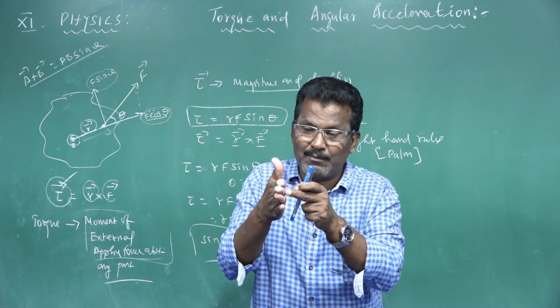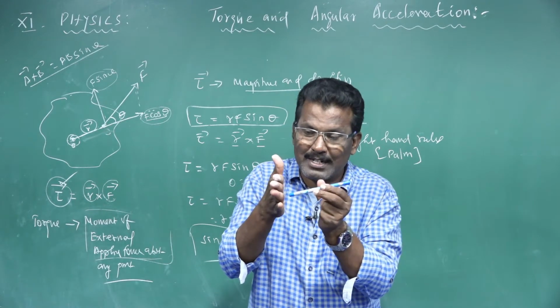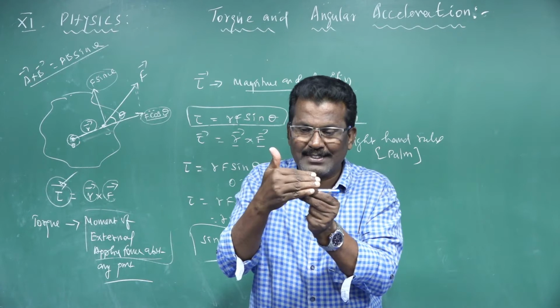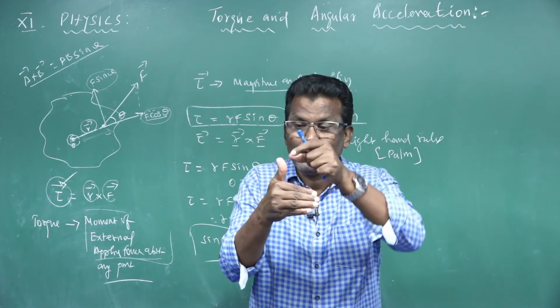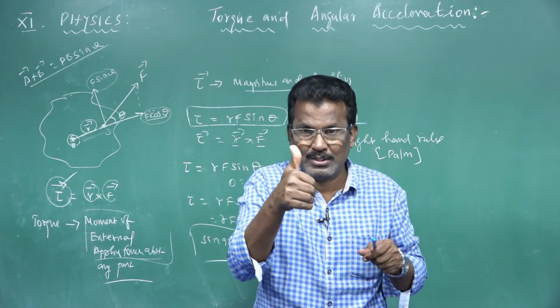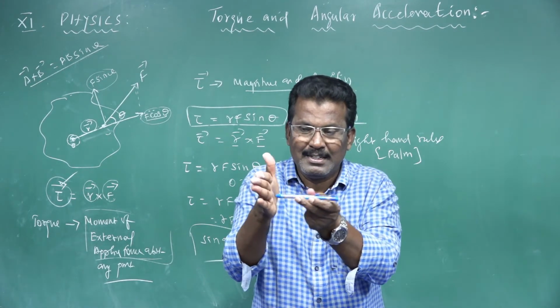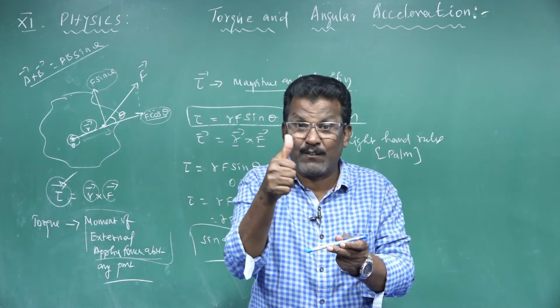So the fingers point in the direction of the position vector. The palm shows the direction of the force, and curling the fingers shows the direction of the force. Where the torque acts, the thumb shows the direction of the torque. This is the position vector, this is the force vector, and the thumb shows the direction of the torque.